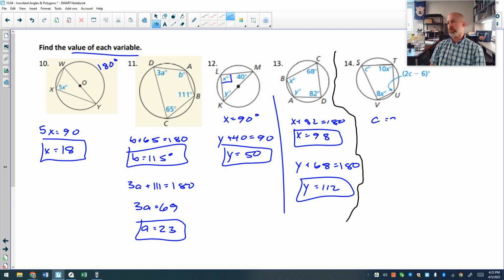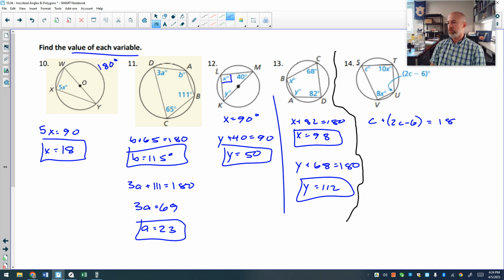So C equals 2C minus 6. And you add the 6, subtract the C, and you get 6 for C. And if C is 6, that means this angle right here is 6 degrees. This angle, 2 times 6, what in the world just happened? They're not equal to each other. What am I doing? Oh my gosh. They're supplementary. Holy cow. That was embarrassing. Don't tell anybody you saw that.